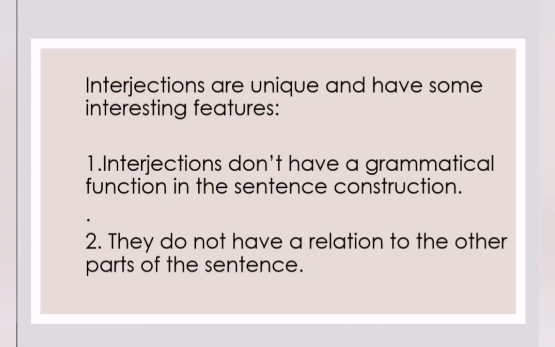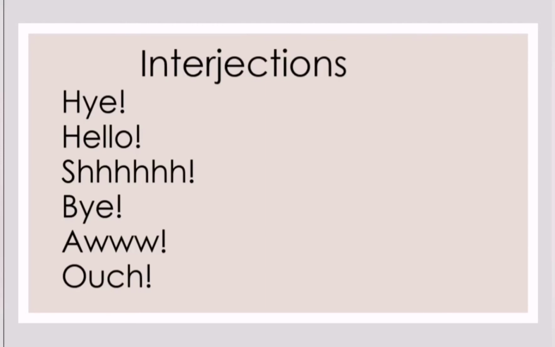Interjections are unique and have some interesting features. Number one feature is interjections don't have a grammatical function in sentence construction. Number two, they do not have a relation to the other parts of the sentence. Hey, hello, shh, bye, aw, ouch.